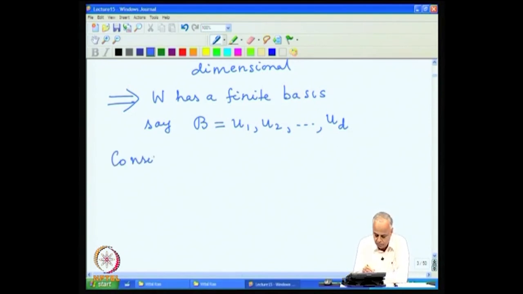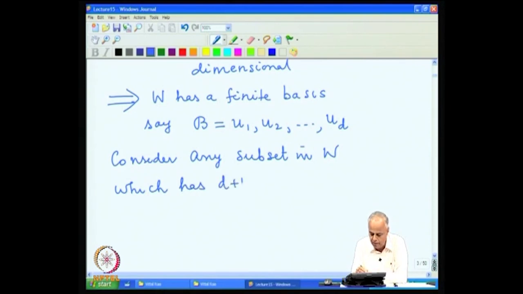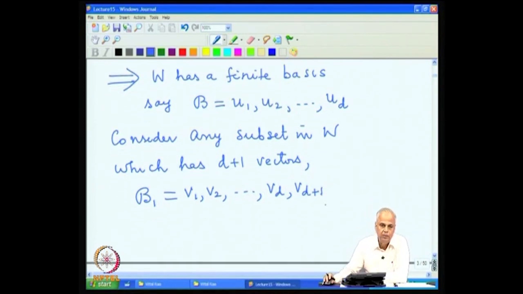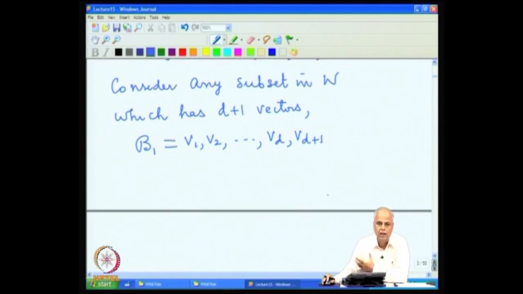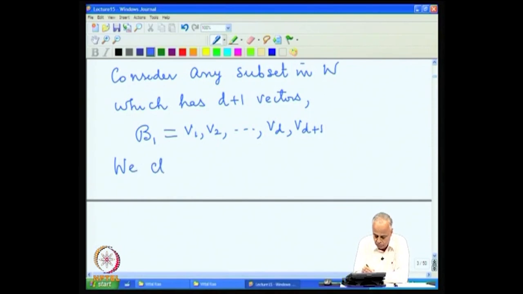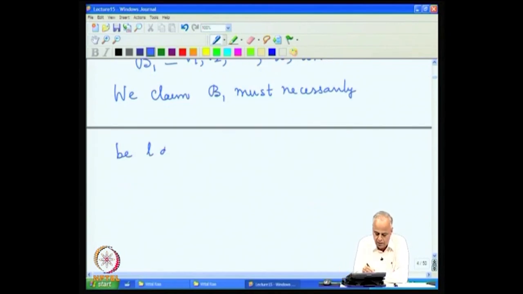Now, consider any subset B1 in W which has d plus 1 vectors. Let us call it B1 to be v1, v2 and so on vd, vd plus 1. So, we have a subspace which is finite dimensional and we have a basis which consists of d vectors. Now, we consider another set which has d plus 1 vectors, one more than the size of the basis. We claim B1 must necessarily be linearly dependent.